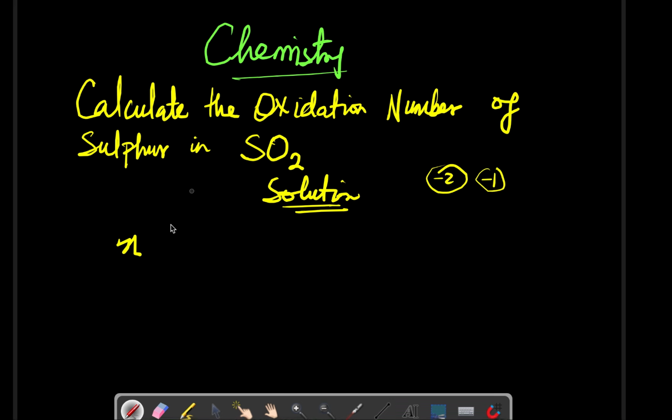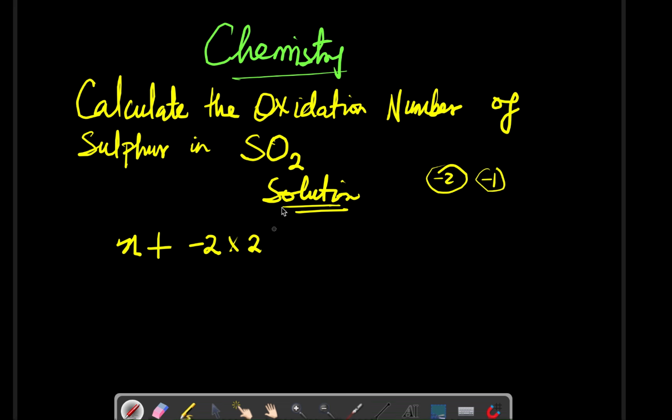So that means we're having X plus the oxidation number of oxygen, which we have agreed to be -2 in this particular state. We're going to multiply that by this 2, which is a subscript under the oxygen. Why do we multiply by 2? Because it has 2 atoms of oxygen. If we had 4 atoms of oxygen, we would multiply by 4.